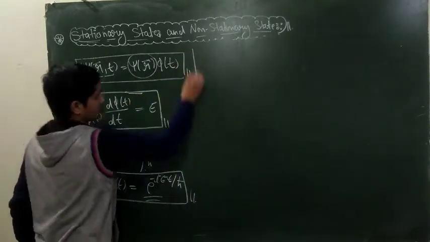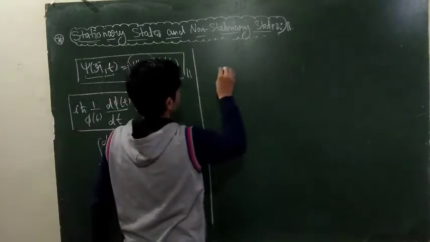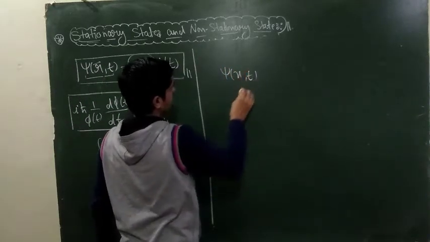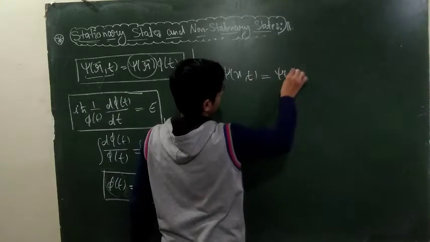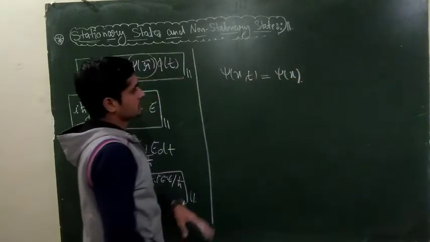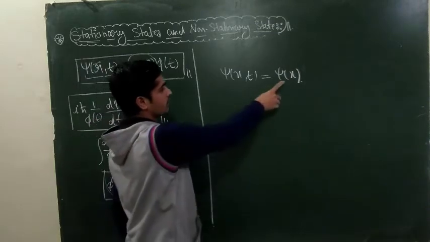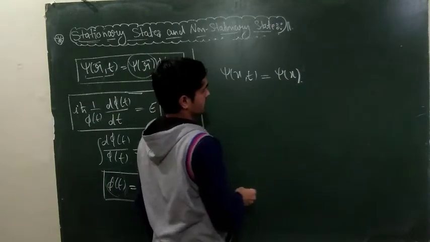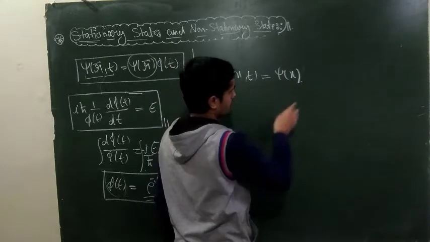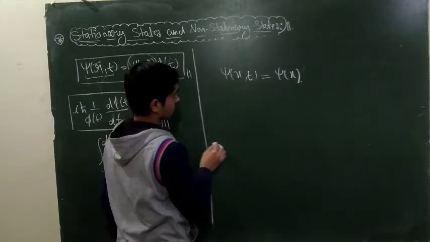So we can write these stationary states as this function, which is just the function of space, which we will get from the time independent Schrodinger equation, which we can only solve when we have the potential. So let me write it again.